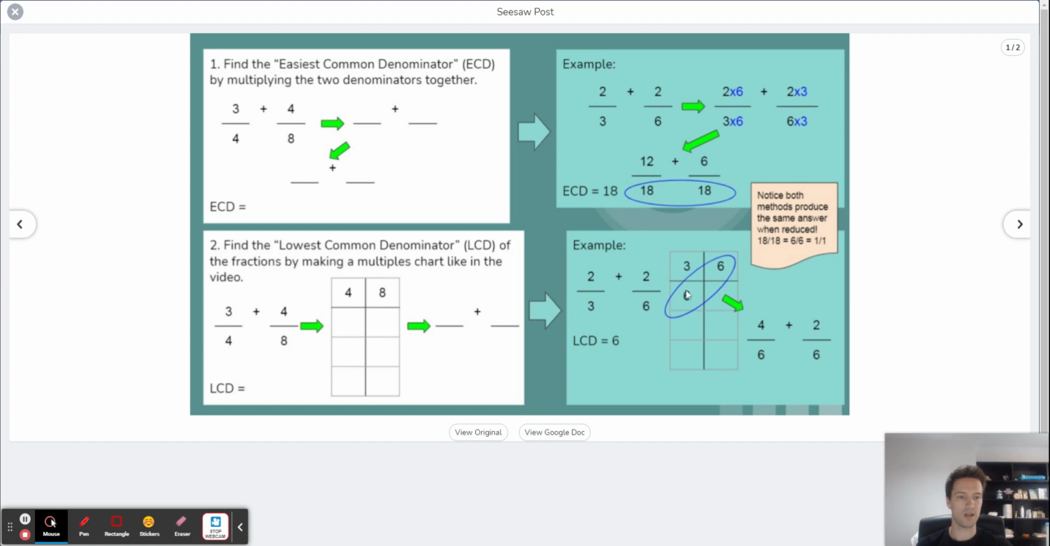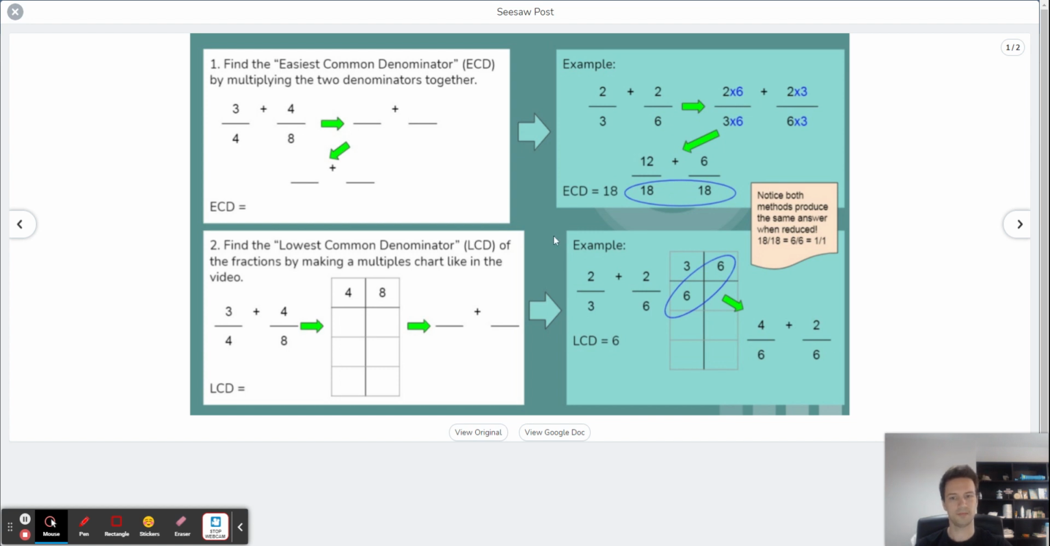Now 3 times 1 is 3, 3 times 2 is 6. Oh, that's the same as 6 times 1. 6 times 1 is 6, 3 times 2 is 6. Boom. I already found my lowest common denominator, which is 6. And now I can make the new fraction. I just know because 6 is 3 times 2, I'm going to multiply both parts of the fraction here by 2. And I don't need to change this one. So there we go. I've got my new fraction.